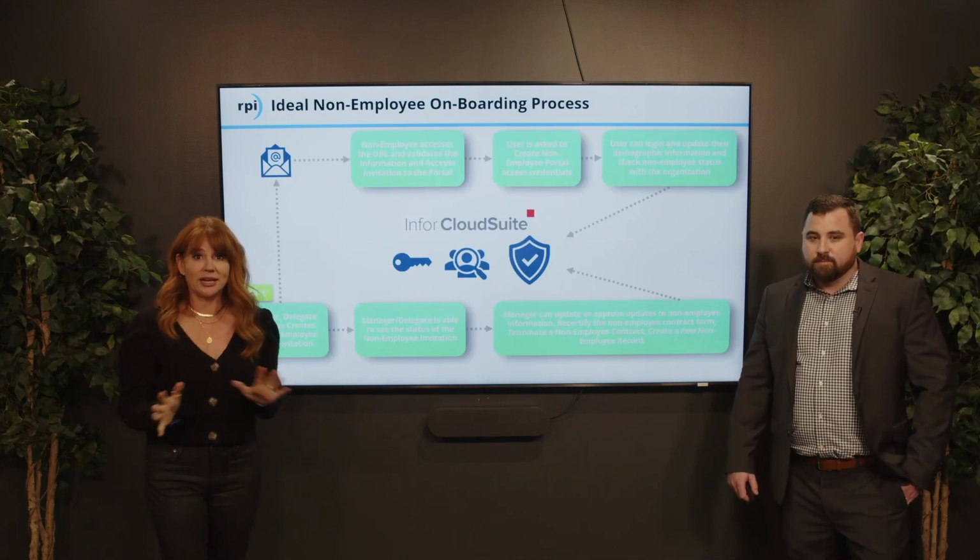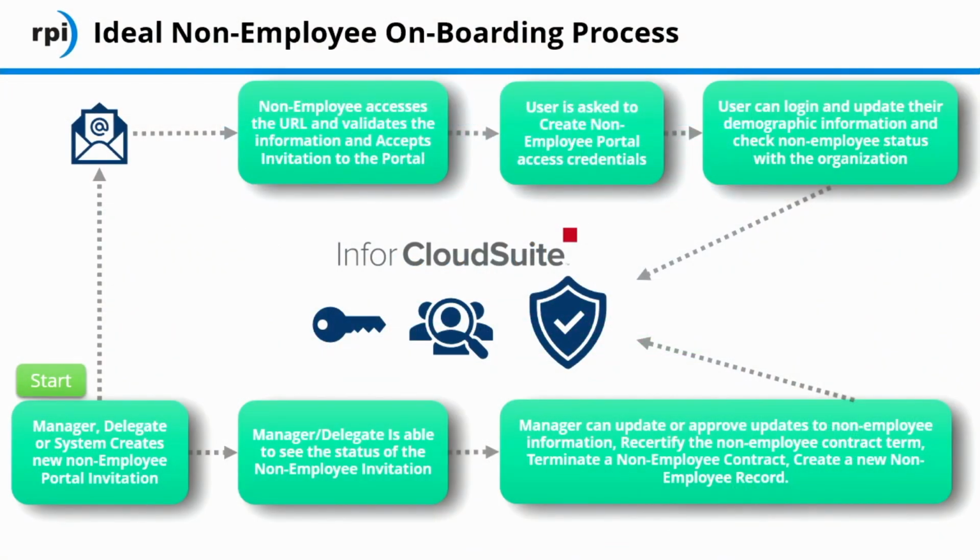So we talked about what that workflow looks like. This is already assuming, excuse me, that we have approval for this contractor or non-employee resource to get in the system. If not, we can talk about whether we need an approval process before the initiation. But the manager or a delegate or the system would create an invitation for this non-employee to fill out their information. So it goes to the non-employee as an email. They go into a portal and validate their information. They accept the invitation, and then they are asked to create their portal access credentials. Then they are able to log in and update all of their information.